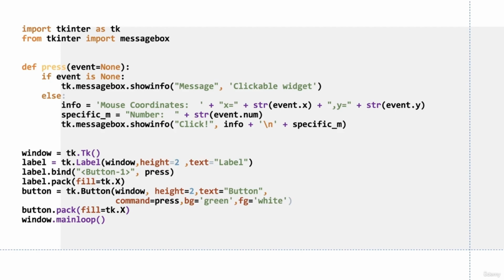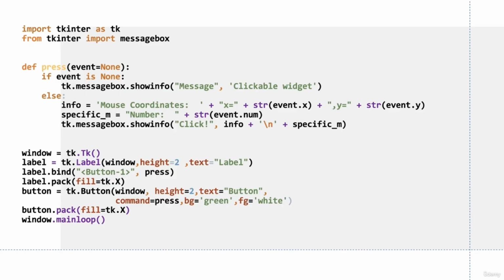So let's start by importing the Tkinter package as well as the messagebox module. Create a callback which will serve both label and button widgets. After creating the main window widget, we'll create the label widget and apply the bind method to it to give it a Button-1 event and a press callback. After the creation of the button widget, we will bind it to the press callback as well, but by using the command property. We will use the geometry pack method on both widgets.